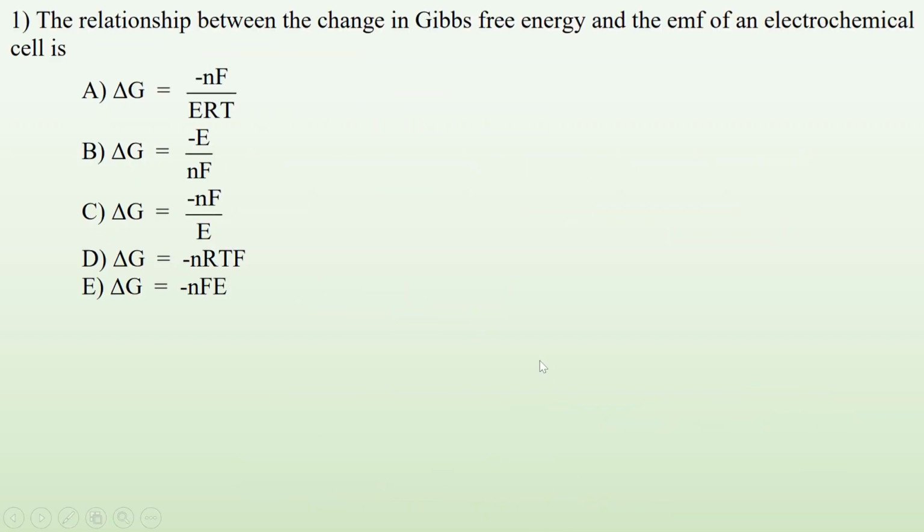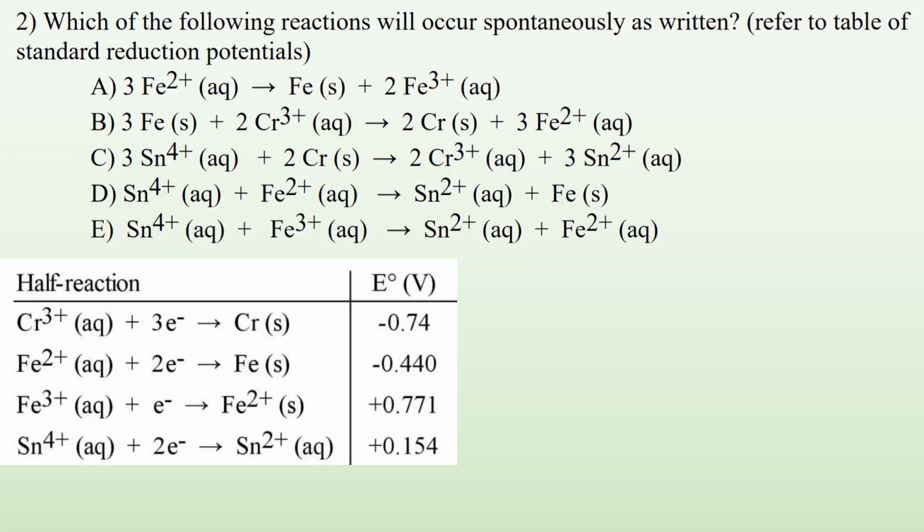Number one, the relationship between the change in Gibbs free energy and the EMF of an electrochemical cell is what? This is basically the featured equation of the day. It's right there: delta G equals negative nFE. It's none of those other ones. Number two, which of the following reactions will occur spontaneously as written? We're looking for things that result in a positive voltage, a positive EMF. So let's check them out.